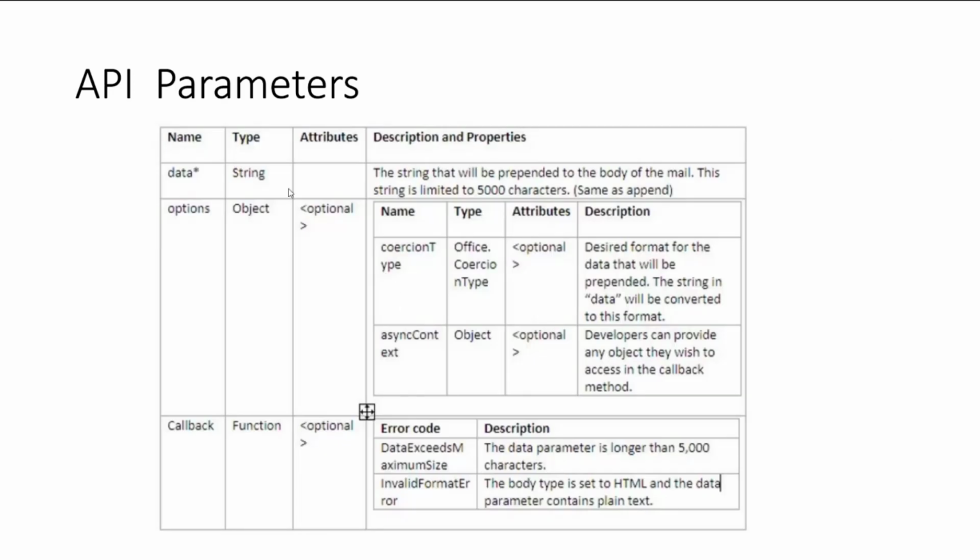API parameters include the data string that you want to prepend. There are optional fields like the coercion type and async context. And we are also looking at a couple of error scenarios here that I've mentioned. The limitation is 5,000 characters, so that turns up in the error, or if there is an invalid format, that's also something that shows up.